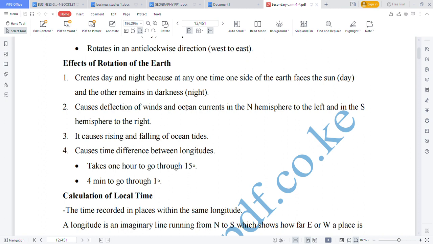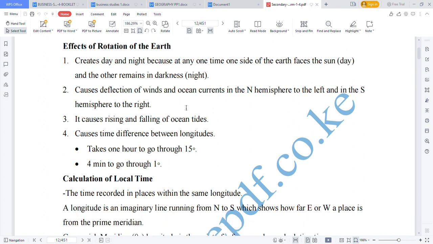So what are the effects of rotation of the earth? The first one, it creates day and night, because at any one time one side of the earth faces the sun, which is day, and the other remains in darkness, that is night. So it creates day and night. That is an effect of rotation. Very important, it is set in exams: state 3 effects of rotation.